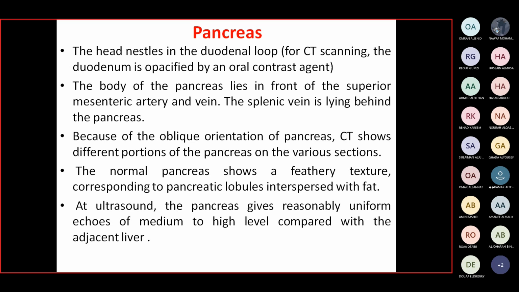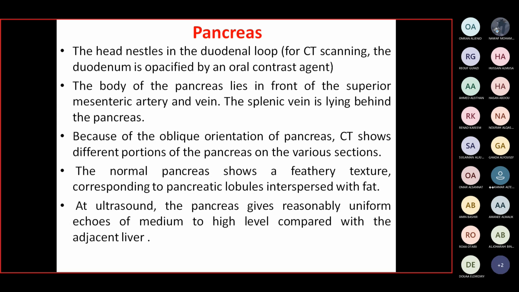On ultrasound, the pancreas gives reasonably uniform echoes of medium to high level compared with the adjacent liver. So the pancreas echogenicity on ultrasound is similar, or iso-intense, to the liver. Also, to conclude this slide, the most important point here is that the head of the pancreas is located within the duodenal loop.